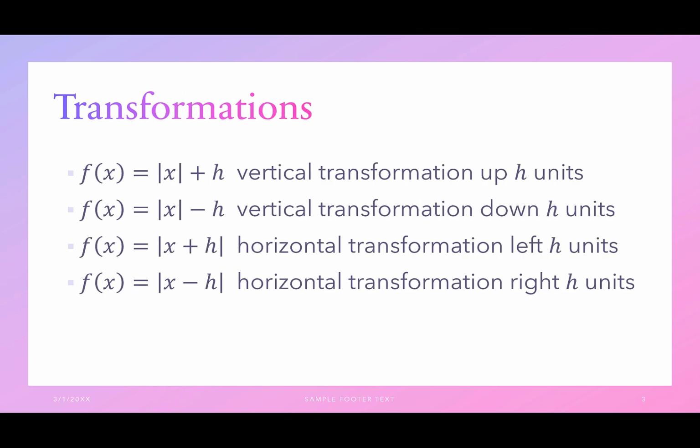The transformations we have will be like transformations we've seen with other functions. So f of x equals the absolute value of x plus h means we're going to shift it up h units. F of x equals the absolute value of x minus h will be a vertical transformation down h units. If we take the absolute value of the quantity x plus h, we're going to move that whole thing to the left by h. If I have the absolute value of the quantity x minus h, then I'm going to be moving everything to the right h units. So it's basically what we've seen with everything else.